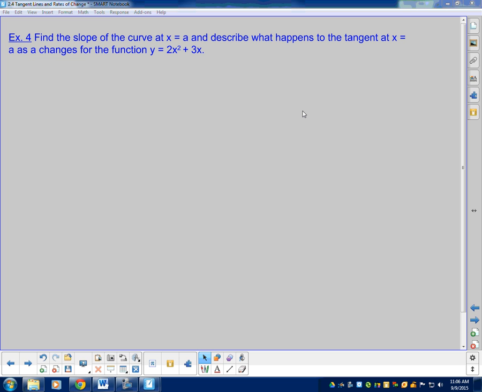So find the slope of the curve at x equals a. What does that tell me I'm doing? Instantaneous rate of change, yeah. Which is primarily what you're going to be doing in this assignment. They have some average rate of change, but we're leaving that behind. Instantaneous rate of change. And describe what happens to the tangent at x equals a as a changes for the function y equals 2x squared plus 3x. So we're doing this in a generic sense. We're going to get an equation. By the way, what will the degree of my equation be?